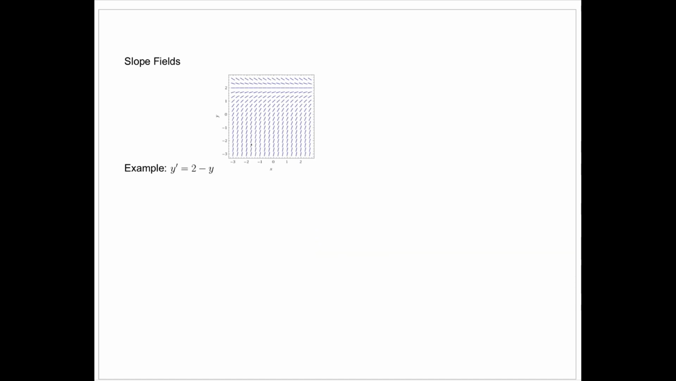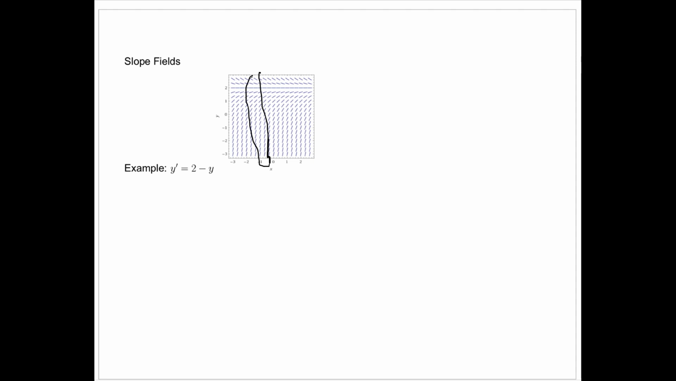Let's look at a very different example. Here we have the example y prime equals 2 minus y, and I've shown you here the slope field. At any point x, y in the plane, the slope of the little segment shown is exactly 2 minus the y coordinate.